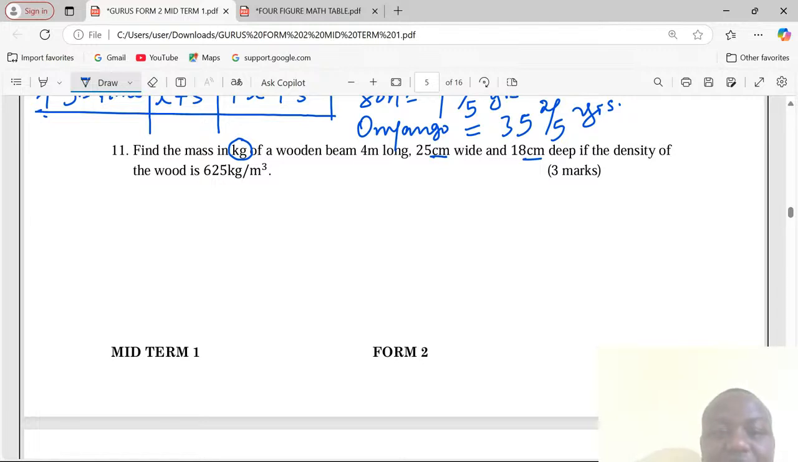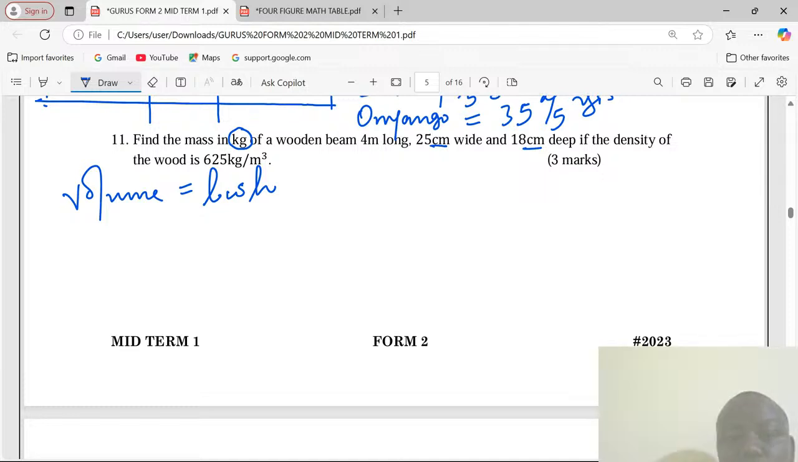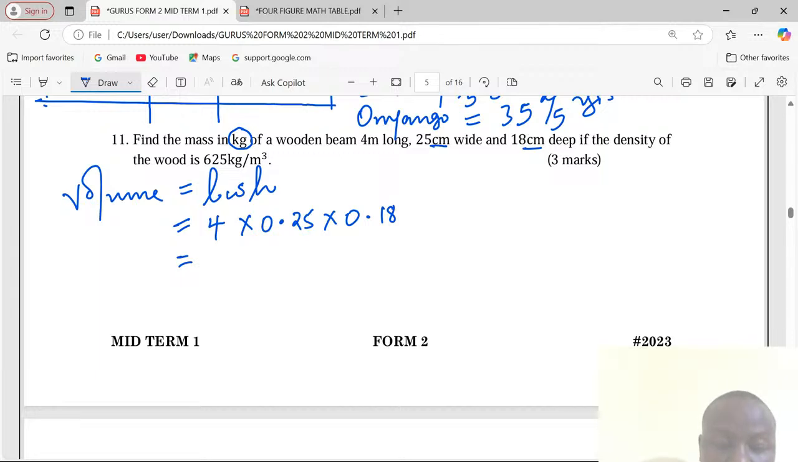Because the density has been provided in SI units, let me also calculate volume in SI units. For this beam, volume is given by length times width times height. It looks like a cuboid beam. So 4 multiplied by 0.25, converting to meters, by 0.18. This will be 0.18 meters cubed. This is now the volume.